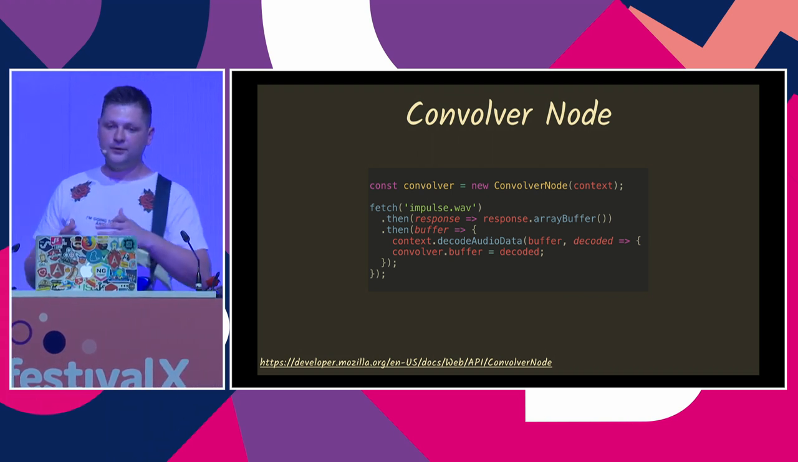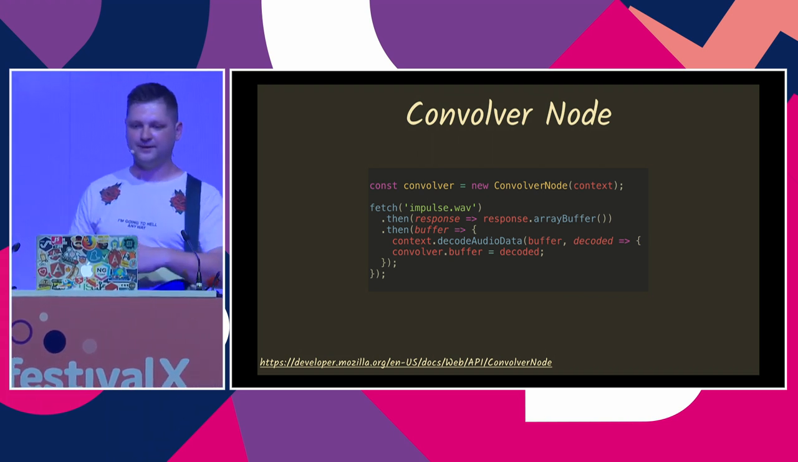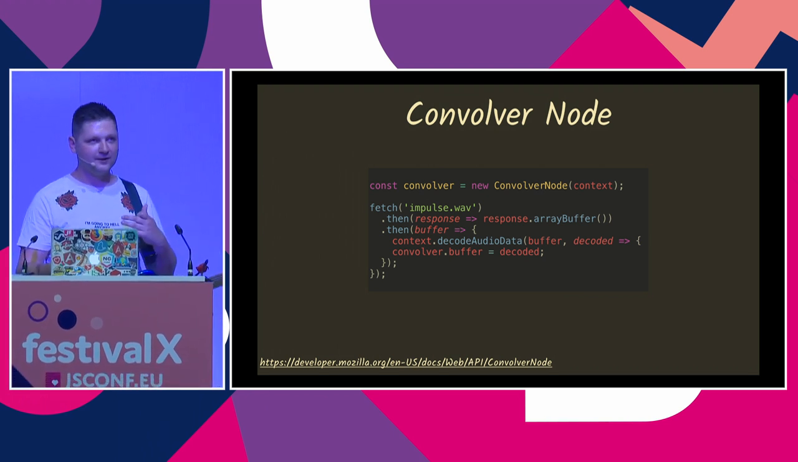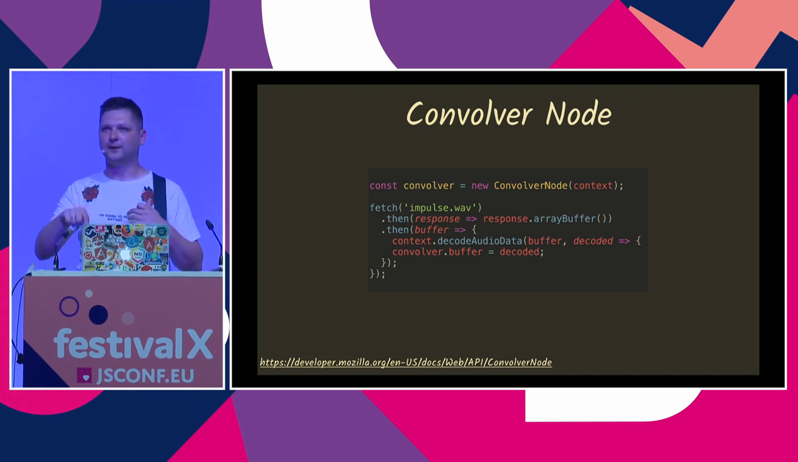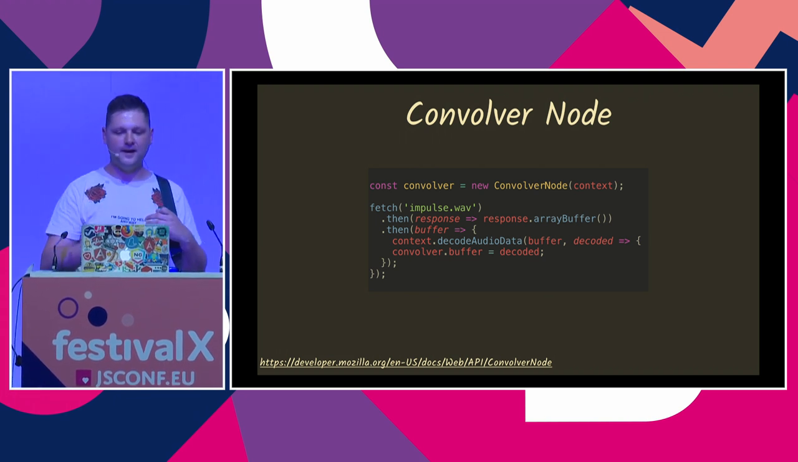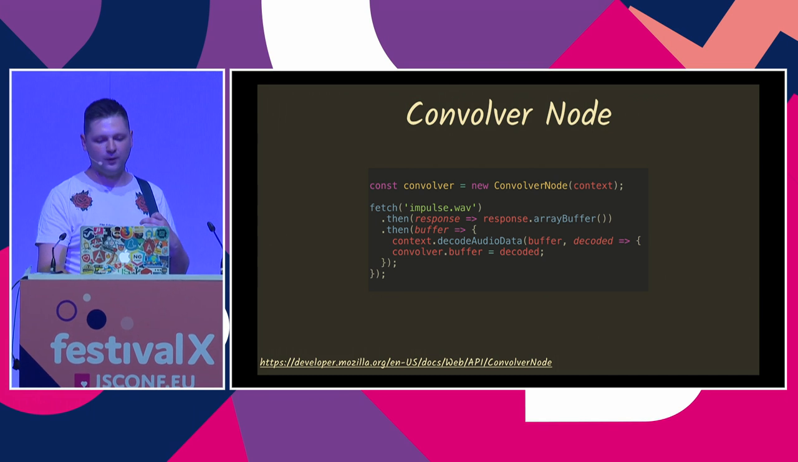So you're just fetching an impulse response, then converting it to an array buffer. Then this array buffer needs to be decoded by the audio context and applied as a buffer for the convolver.